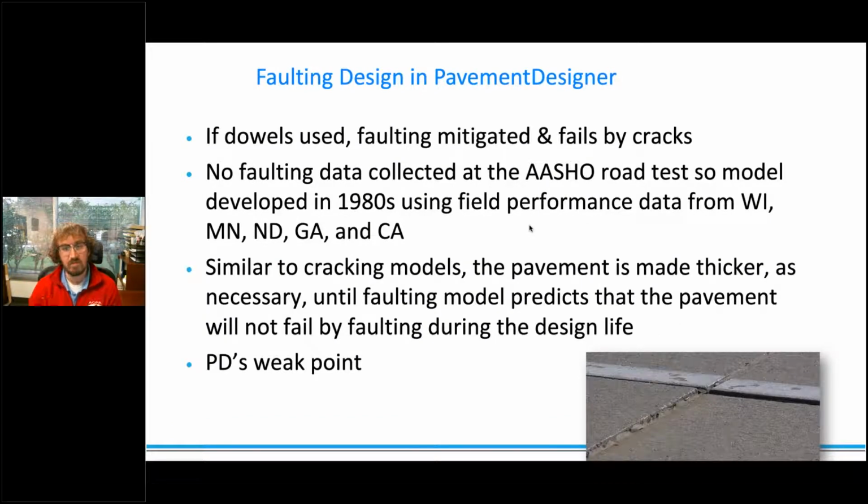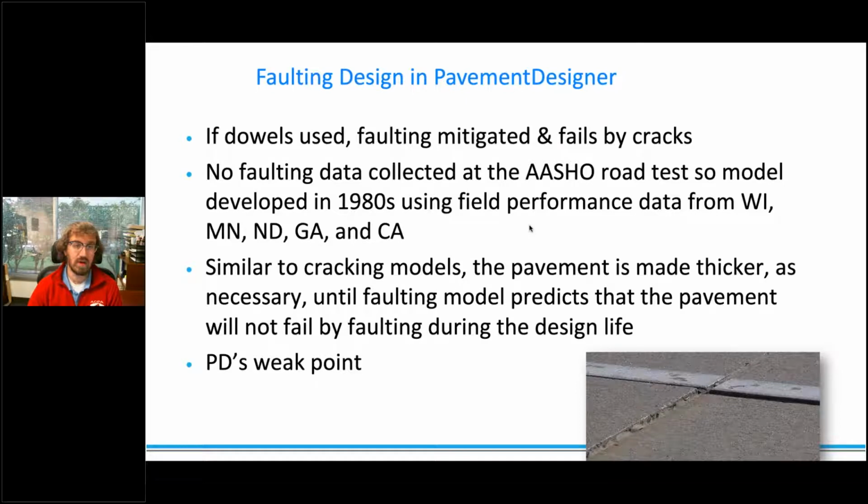Now, on the faulting side of things, that's cracking. Now we're talking about faulting. Our faulting models were actually developed in the 1980s, so a little later on, and that's because at the AASHTO road test, everything was doweled. So they didn't really see much faulting information, or didn't really obtain much faulting information in the 2-year road test at the AASHTO road test. So later on in the 1980s, when we started building pavements without dowel bars, we started to notice that faulting could be a problem, especially if we're not having those dowel bars in there.